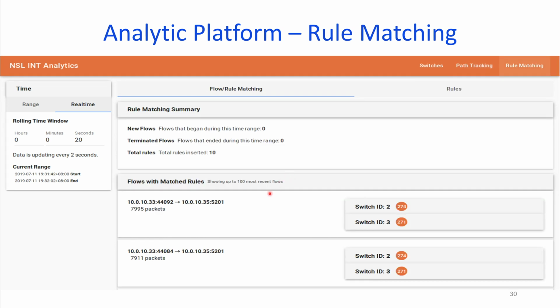The rule ID is used to identify action functions written in P4 and managed by the controller. It's an amazing mechanism to help programmers and network administrators know how their rules are matched by different packets. Here we can see that rules 274 and 271 are matched by this flow.